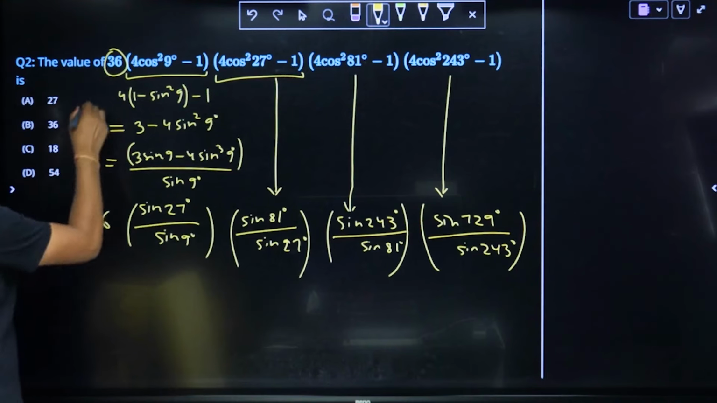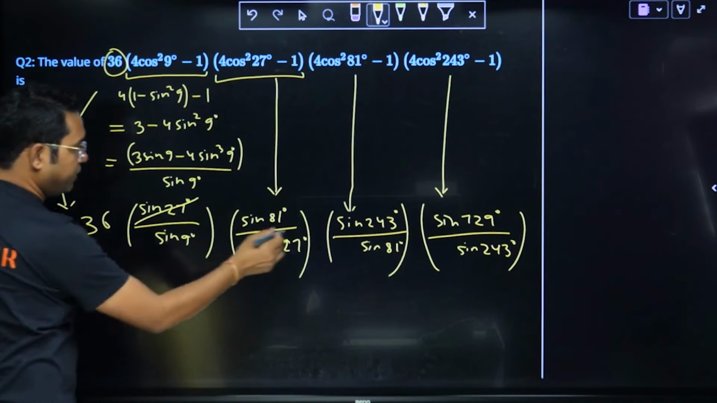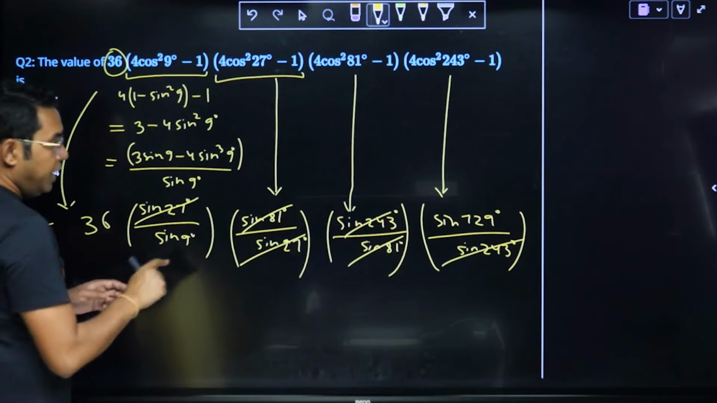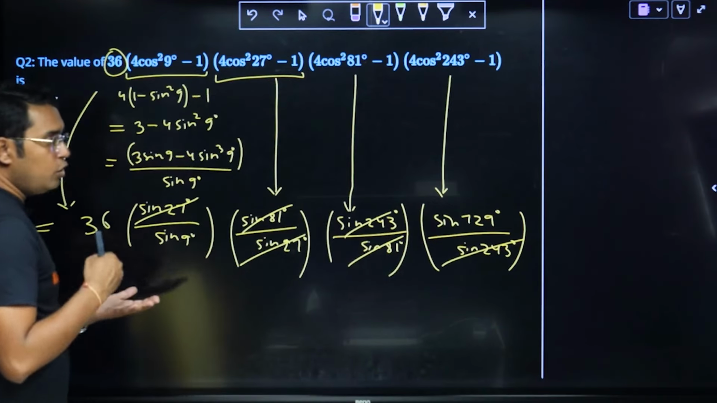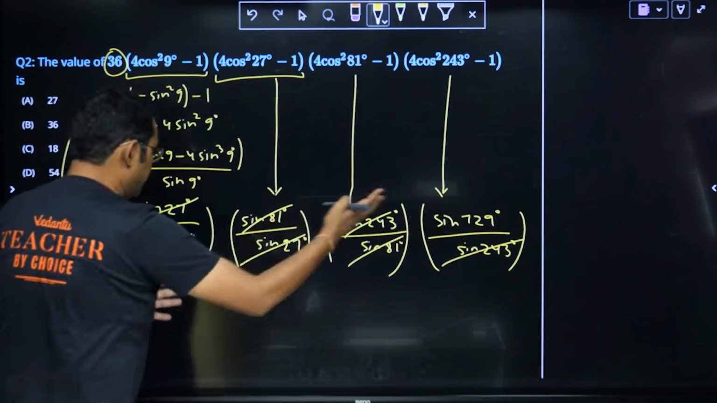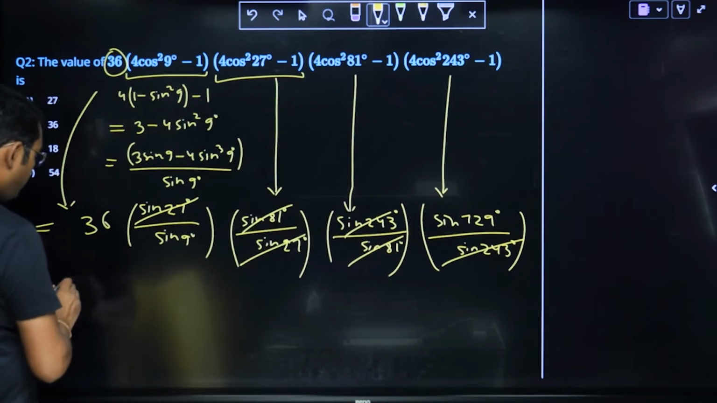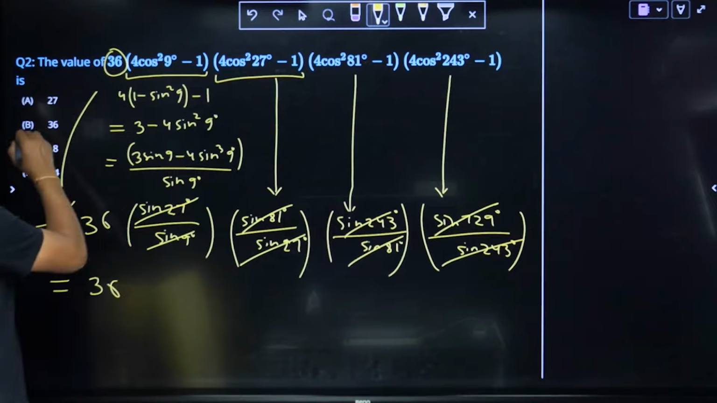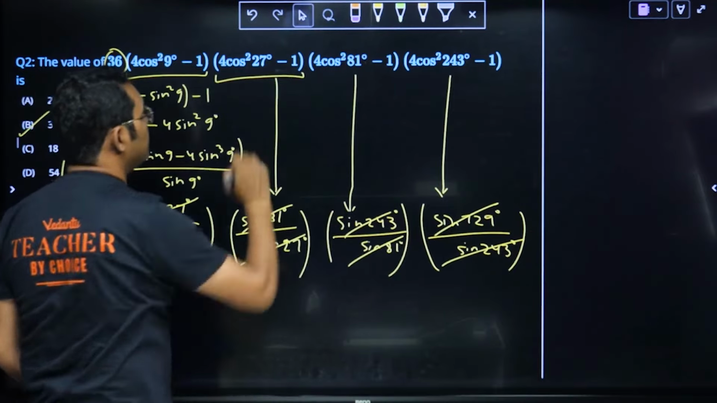So you can see 27, 81 and 243 are getting cancelled. In fact, sine 729 is sine of 720 plus 9, so it is nothing but sine 9 degree. So these two will also get cancelled. We are left with just 36 as the answer, which is given in option B. So the answer for this question is B.